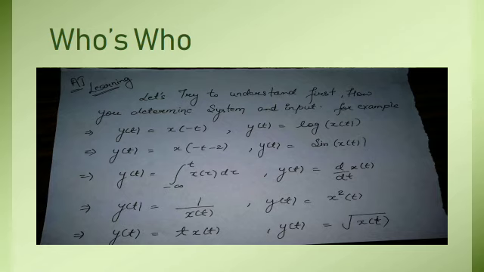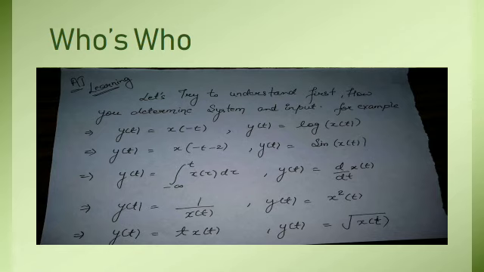Try to understand with the second example. y(t) is equal to log of x(t). Here the input is x(t), but the system is logarithmic. So system is doing the logarithm of the input value. The example y(t) equal to sine of x(t). Here the input is x(t), but the system is sine. Take the example y(t) equal to 1 upon x(t). Here the input is again x(t), but the system is doing the reciprocal of the input.